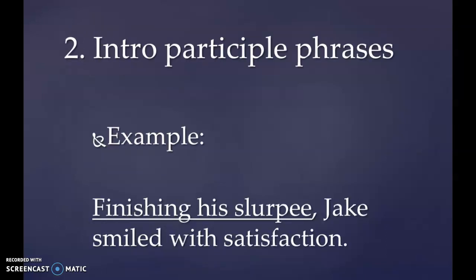Number two is introductory participle phrases. Remember, a participle phrase is a verbal that often ends in -ing or -ed and is a form of an infinitive verb. An infinitive is the "to" form of a verb. So let's look at this introductory participle phrase. It's a form of the infinitive "to finish." It does end in -ing, and it's a participle because it's acting as an adjective describing, modifying Jake. "Finishing his Slurpee, comma, Jake smiled with satisfaction." So you do need to have a comma after that introductory participle phrase, "finishing his Slurpee."